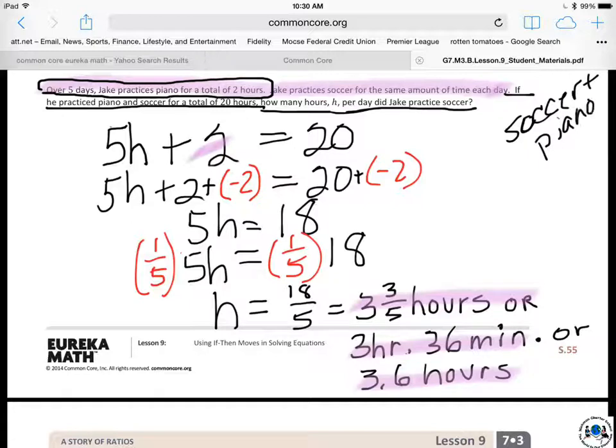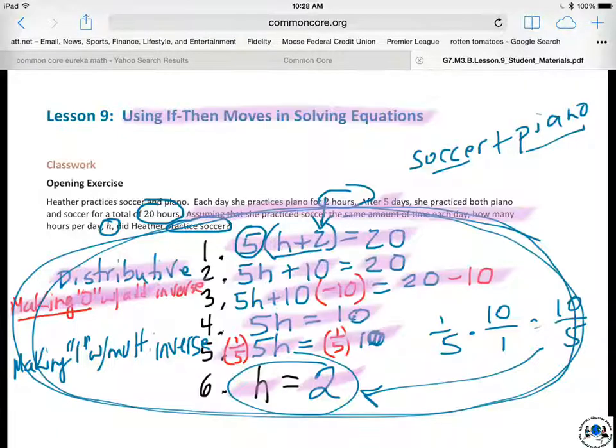All right, and then it says Jake practices soccer for the same amount of time each day. So we're still talking about 5 days. And then again, we're using the hours, H, for soccer. Soccer hours. So that's going to be 5H, because that's our unknown. And again, we have a total of 20 hours. So let's go ahead and look at those two.